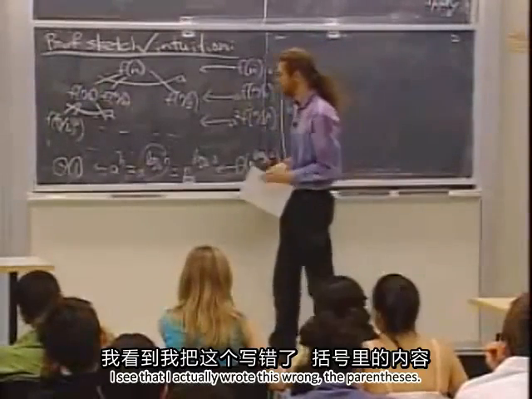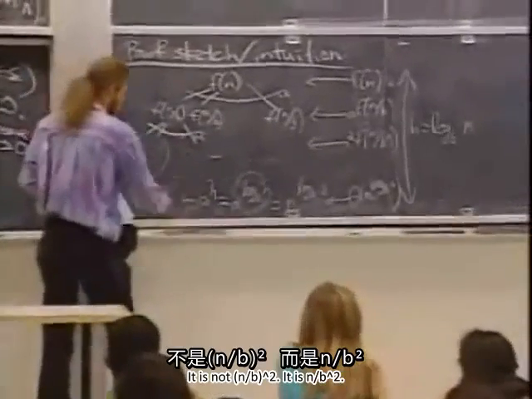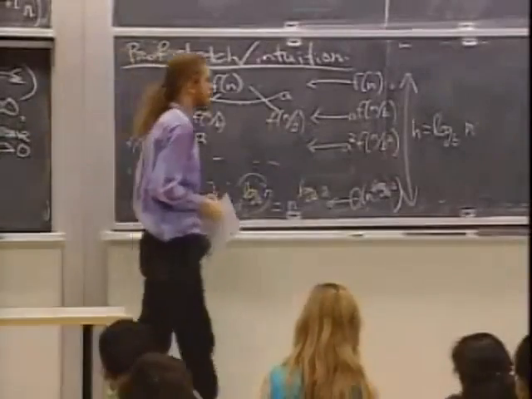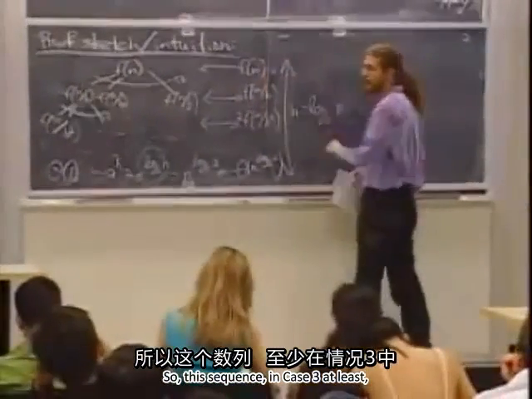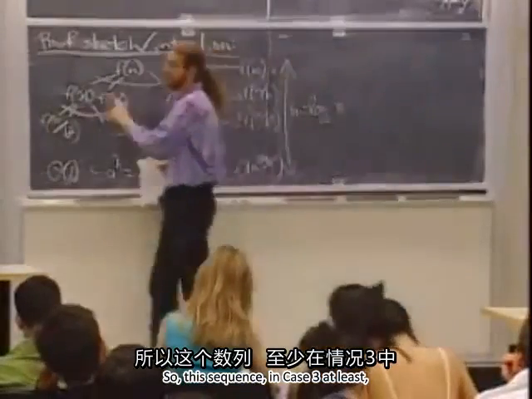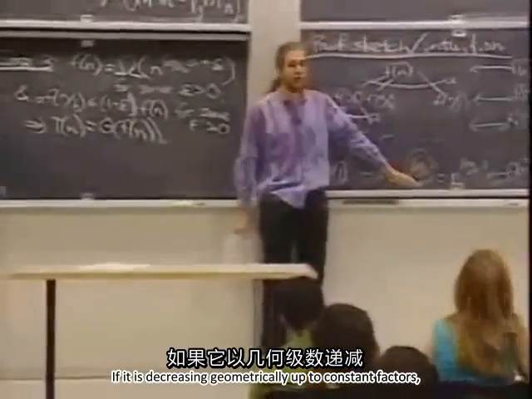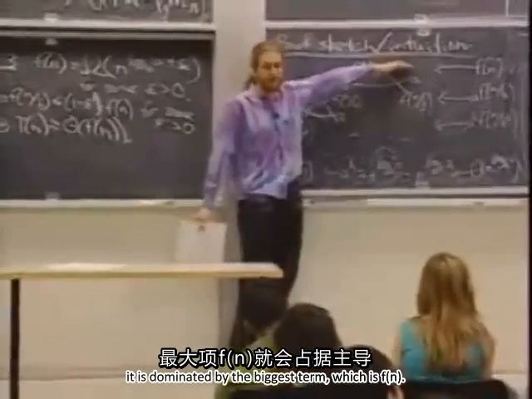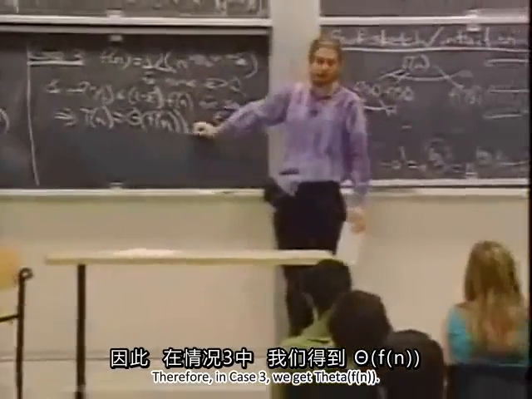Yeah, I see that I actually wrote this wrong. Parentheses, sorry about that. It's not n over b squared, it's n over b squared. So this sequence is, in case 3 at least, decreasing geometrically. If it's decreasing geometrically, up to constant factors it's dominated by the biggest term, which is f of n. Therefore, in case 3, we get theta f of n.